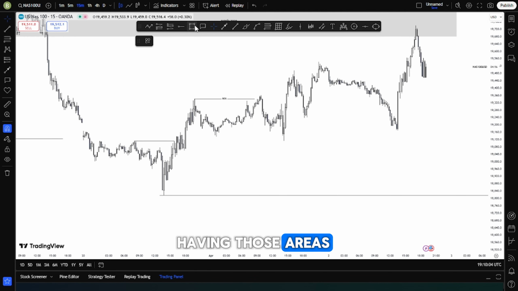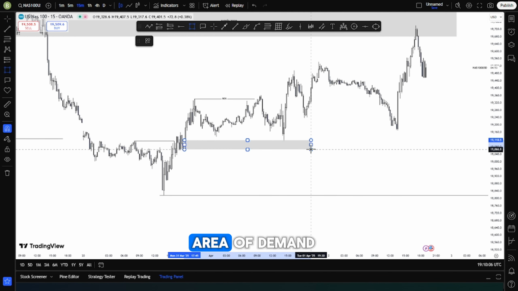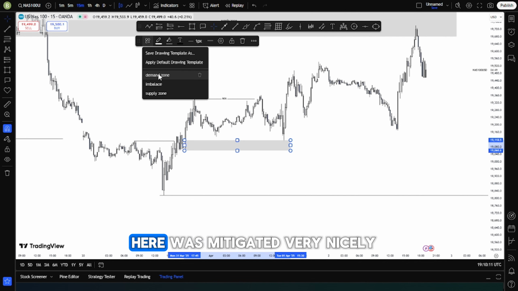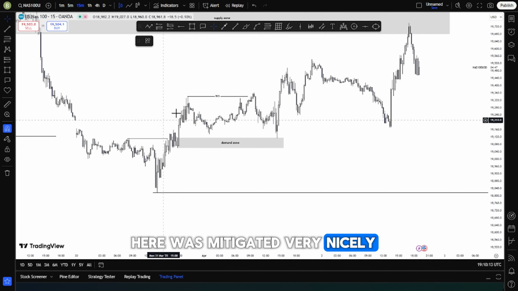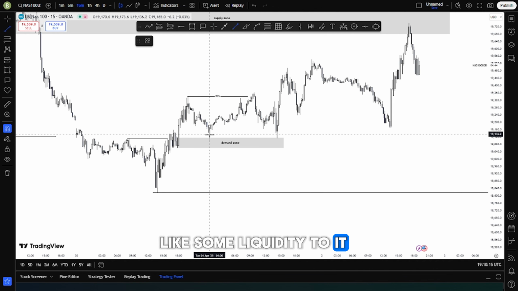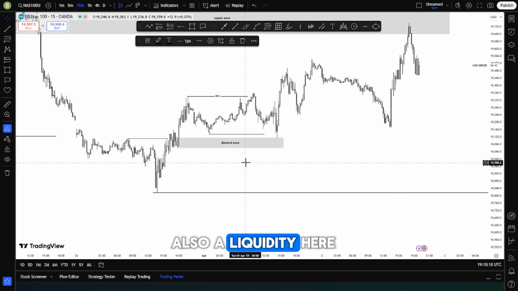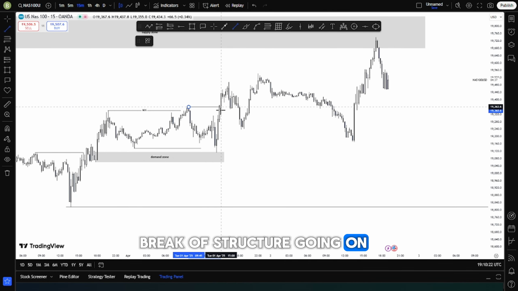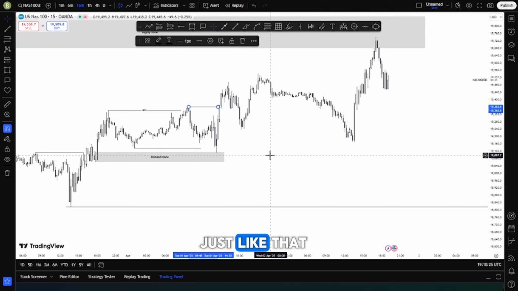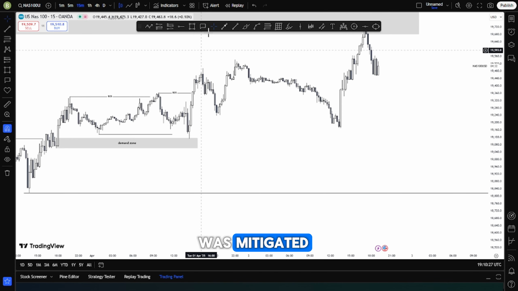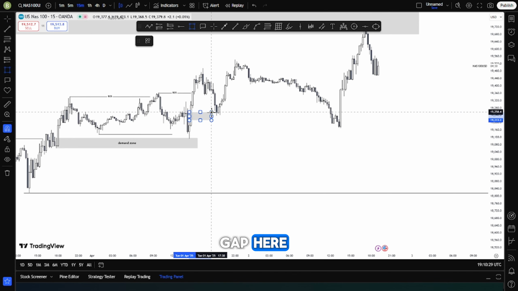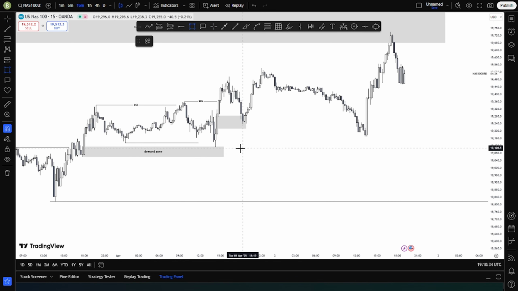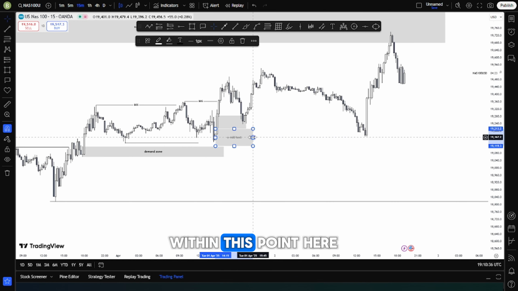Then after having those areas, you can obviously see that this is an area of demand around this point here, and this demand zone here was mitigated very nicely, and then there is some liquidity to it, and this is also a liquidity here or an inducement. Then after that, we have a new break of structure going on around this point here, just like that. Then an area that was mitigated was this fair value gap here, which was filled, and then we also had an extreme demand zone within this point here.